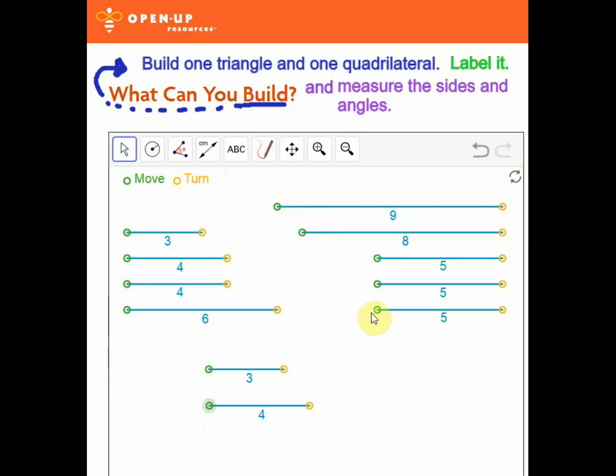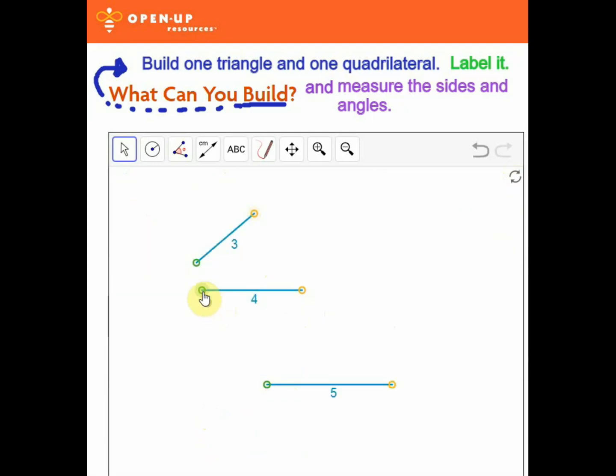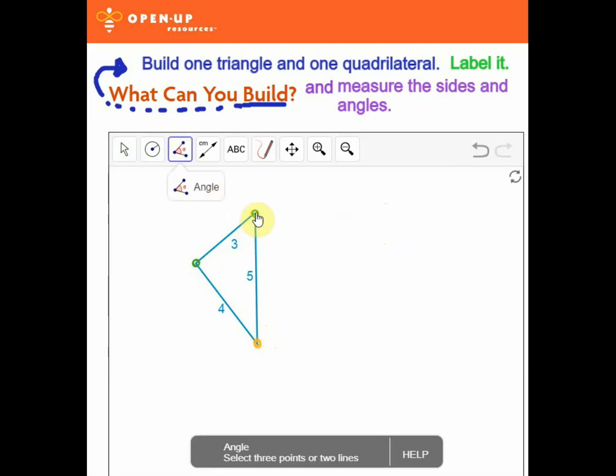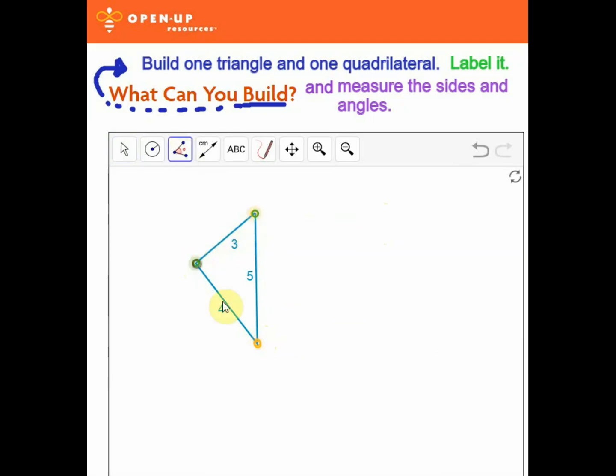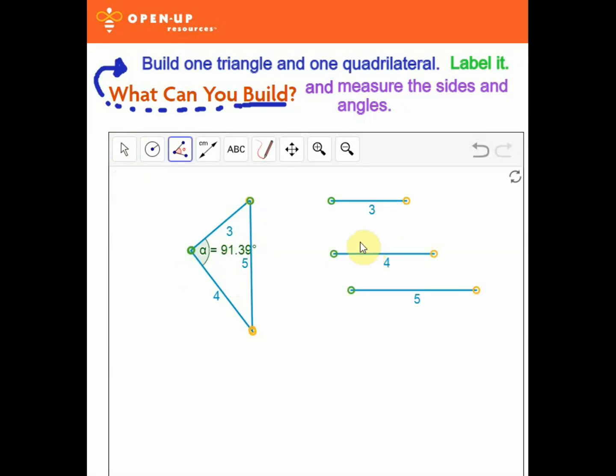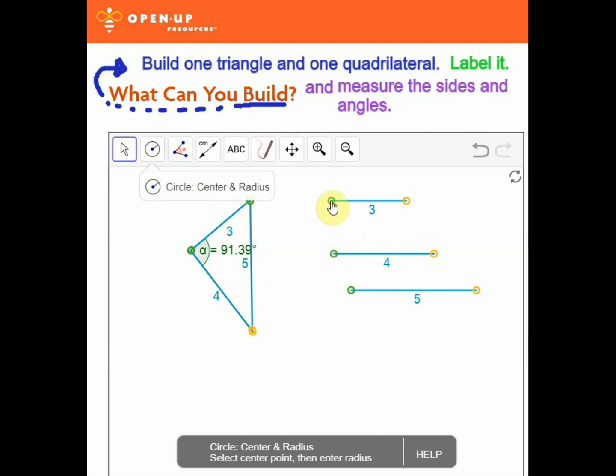The protractor that measures the angles is so exact it actually goes to the hundredths place. So as I make a triangle and I measure the angles, I'm measuring a 3, 4, 5 triangle, which you'll find out in the future is kind of a classic triangle in mathematics because it has certain qualities that make it special. Click the protractor, measure the angle. See, this is 91.39.